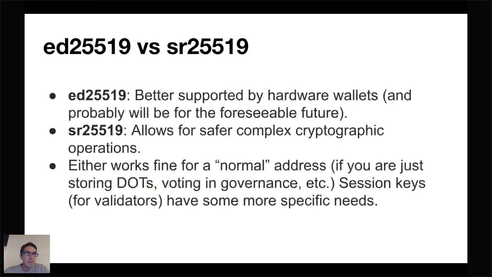Not to go too deeply into this, because I'm not a mathematician and I don't want to make any mistakes, but I will say that ED25519 tends to be better supported by hardware wallets and probably will continue to be. SR25519 is going to allow some of the more complex cryptographic operations that we do to be safer. If you're generating a normal address, you're just an ordinary user, you want to store DOT, you're going to vote in governance, anything like that, really either one is fine.